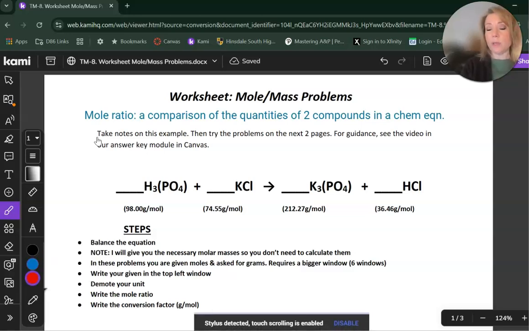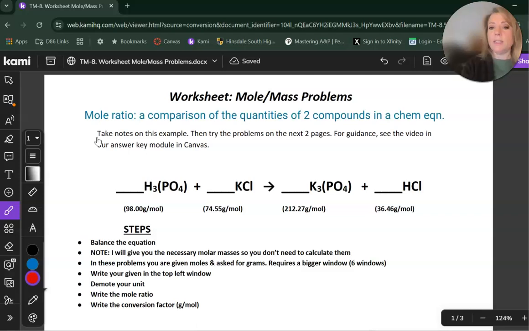In order to balance my equation here, though, I need to have a 3 as my coefficient in front of potassium chloride, and I also need to have a 3 in front of my formula for hydrogen chloride. So now my entire equation is balanced.